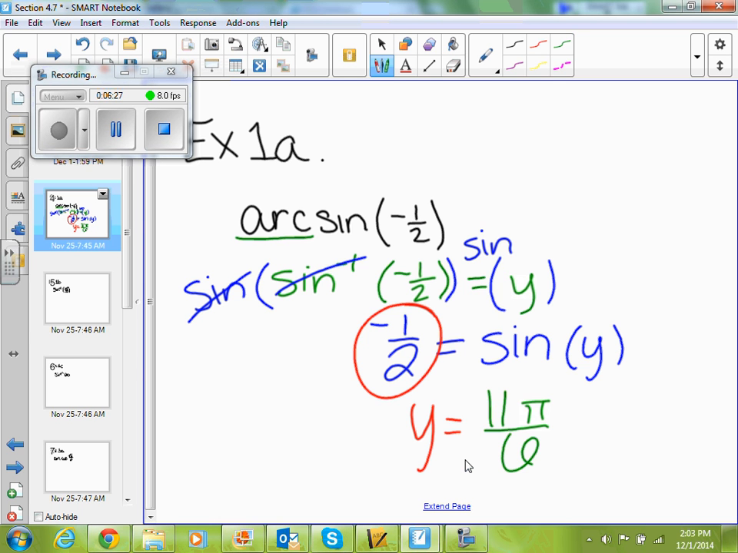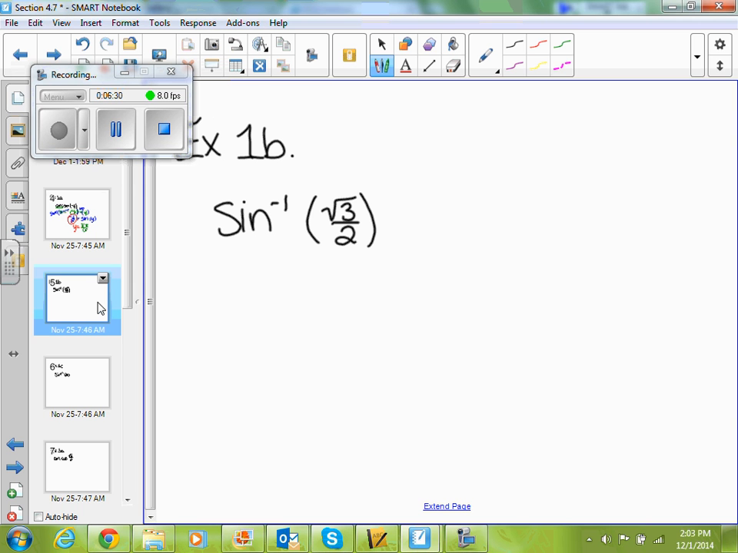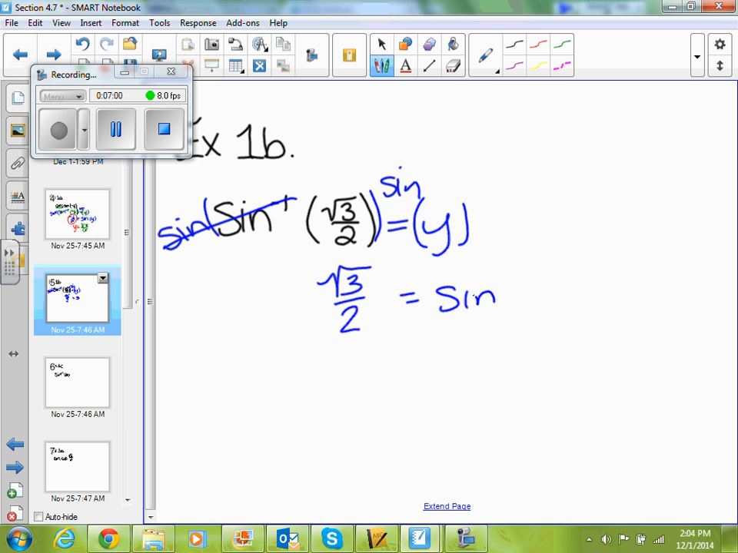So let's do another one. I'm looking at the inverse sine of the square root of 3 over 2. And I know that sine is always equal to my y values, so I'm going to set that equal to y. Then to get rid of an inverse sine, I take the sine of each side so that those cancel. So I'm left with the square root of 3 over 2 is equal to the sine of y, which tells me that I need to figure out when my sine graph equals the square root of 3 over 2.